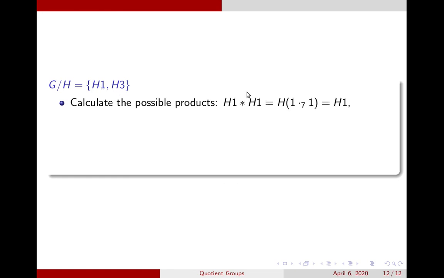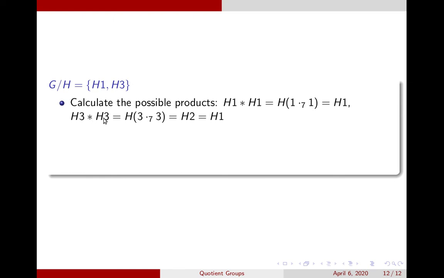So for example, H times 1 star H times 1 is the right coset determined by 1 times 1. We're working in U7, so this is multiplication in U sub 7. And 1 times 1 in U sub 7 is 1. H1 star H1 is H1. Well, as we knew, the right coset determined by the identity is the identity in the quotient group.